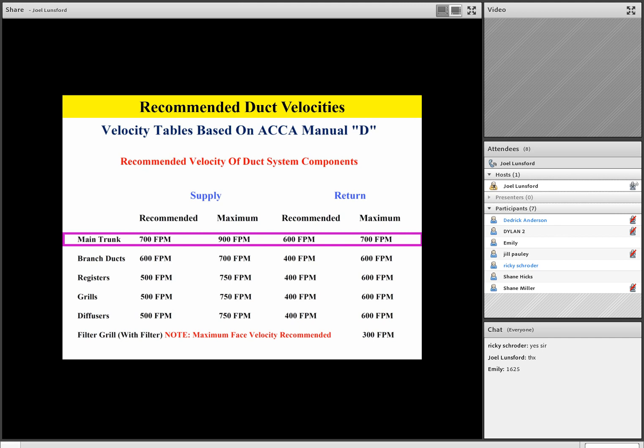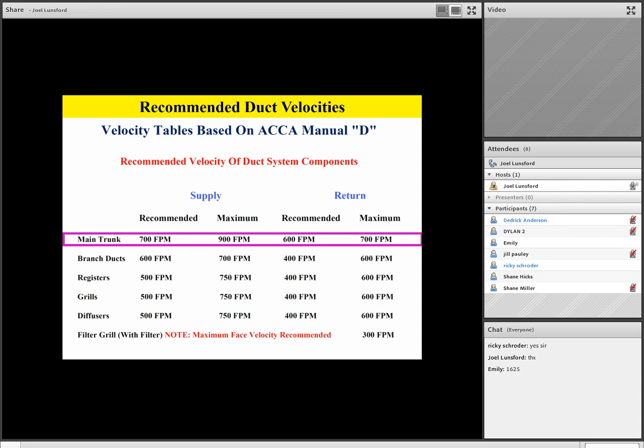And so we see that on the supply side of the main trunk, Manual D recommends 700 feet a minute velocity and a maximum velocity on the supply main trunk of 900 feet a minute. On the return trunk going back to the equipment, it's recommended 600 feet a minute velocity, with a maximum of 700 feet a minute on the return trunk.